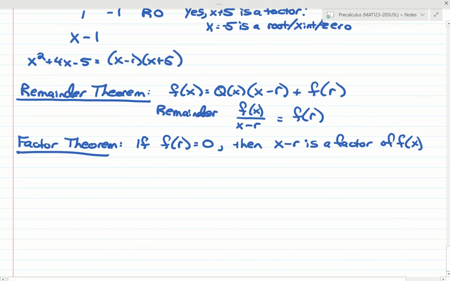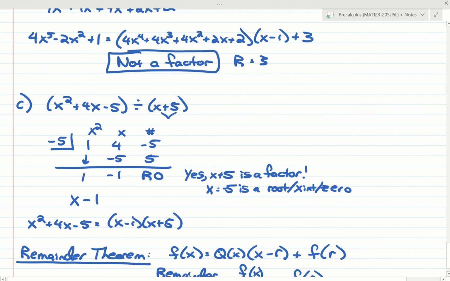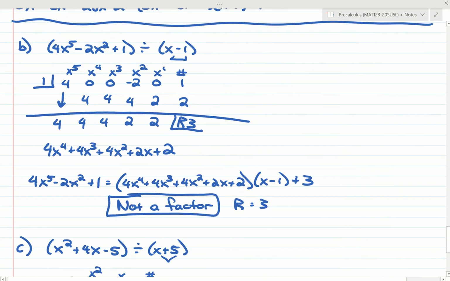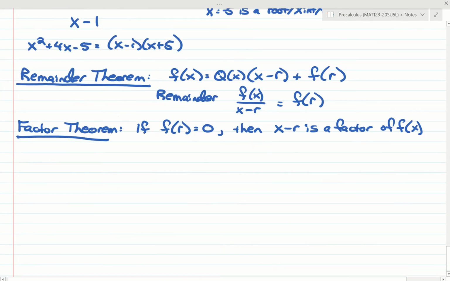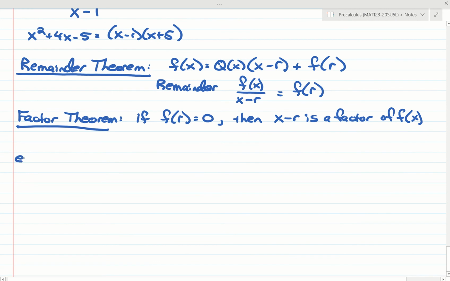So let's revisit a problem we did before. I want to show you how this worked. This one, part B, was pretty long. So let's answer the same question using the Remainder Theorem. Is x minus 1 a factor of 4x to the 5th minus 2x squared plus 1?